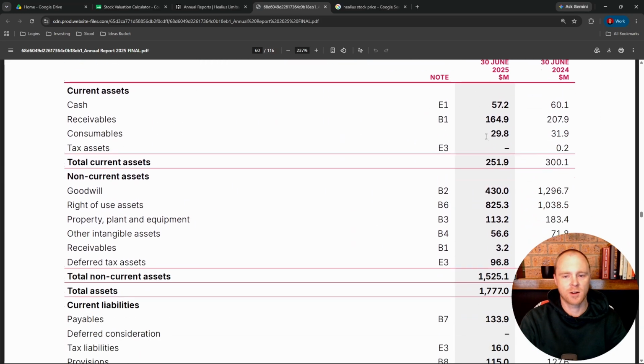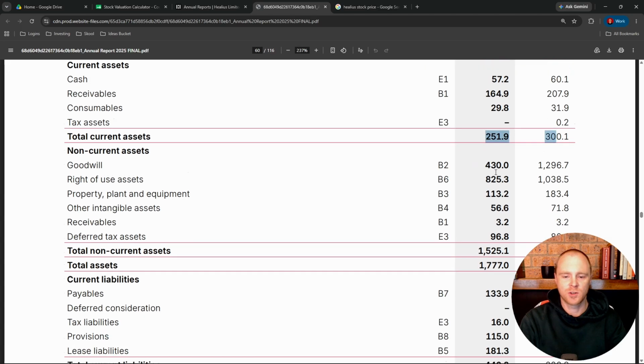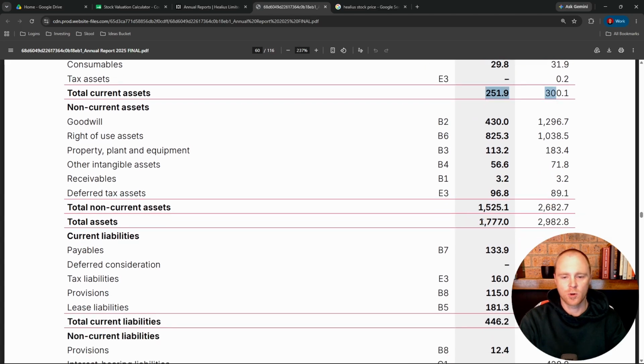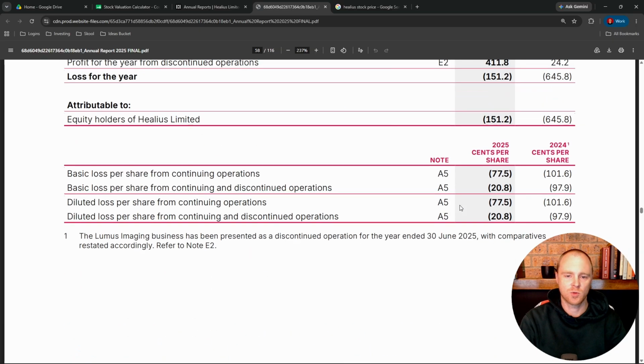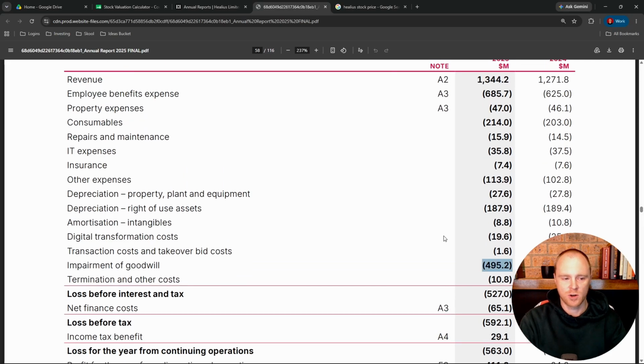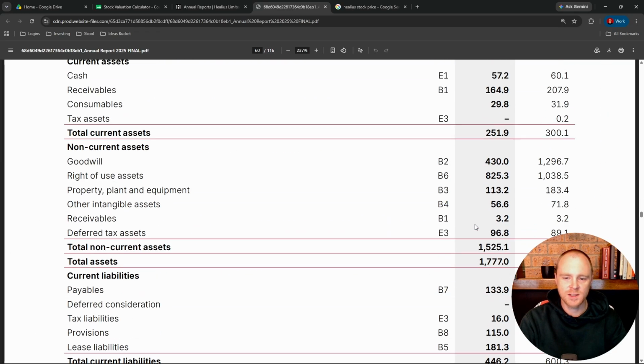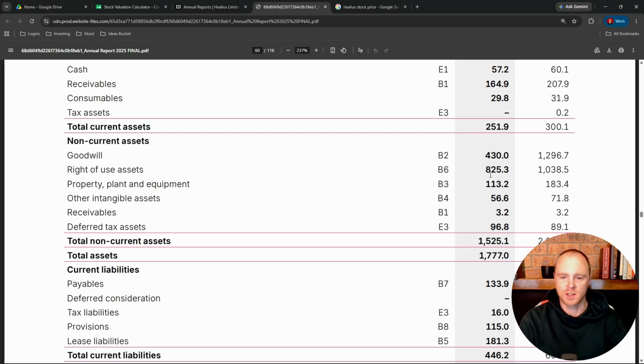And so our current assets has gone from 300 to 251 million, but overall total assets has decreased from 2.9 billion down to 1.7. And where are the main differences here? So goodwill. So that write-off that we had before of 600 million from the previous year, and then another pretty much decrease this year, which was 495, has now come off the assets, and so it's decreasing that.